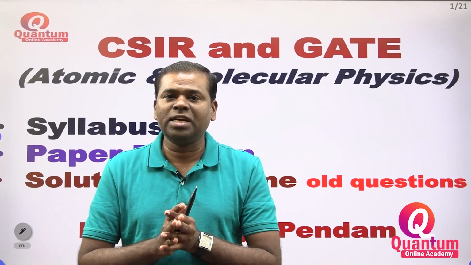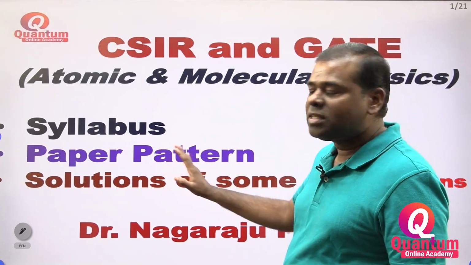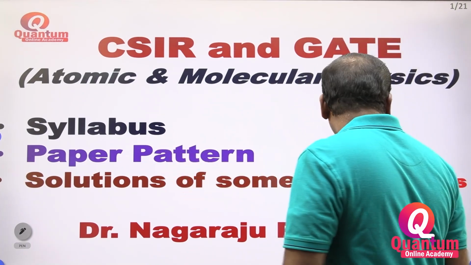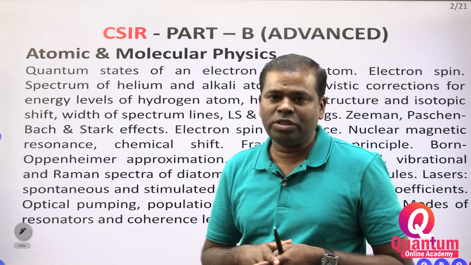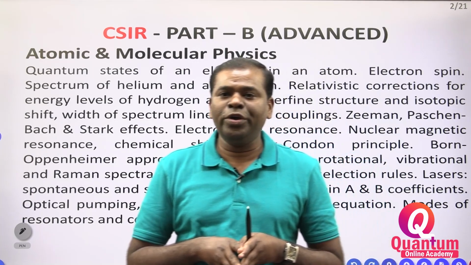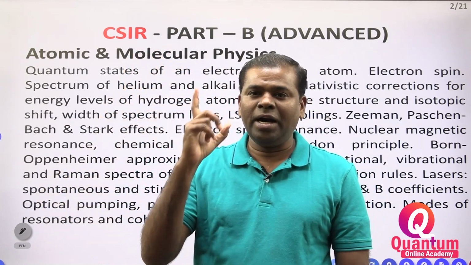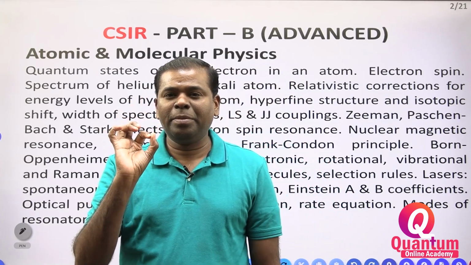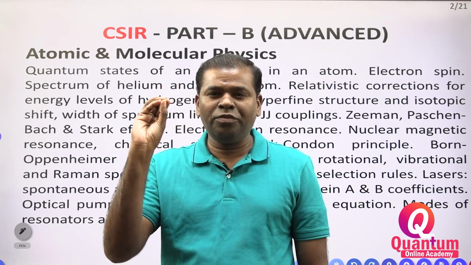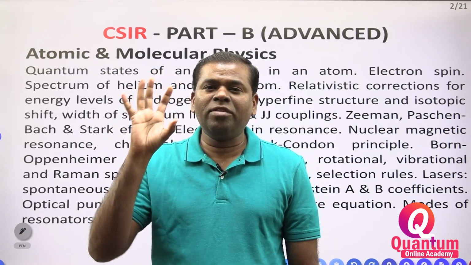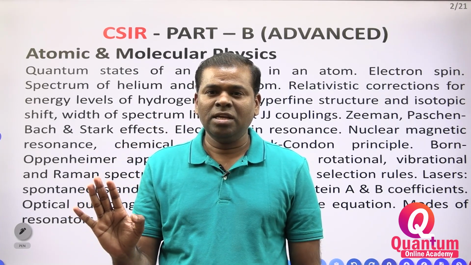Now we have to discuss atomic and molecular physics: the syllabus, exam pattern, and solutions of some old questions, not all old questions, some old questions. Already I told you, CSIR has two varieties of syllabus, but three papers. One paper is condensed matter physics, which is only for 15 marks. Only the advanced syllabus is there. There is no core syllabus.